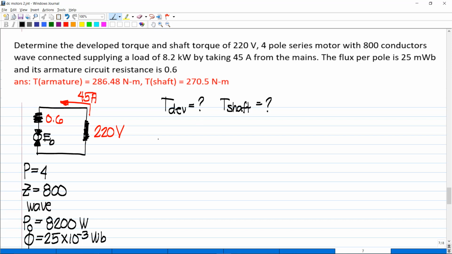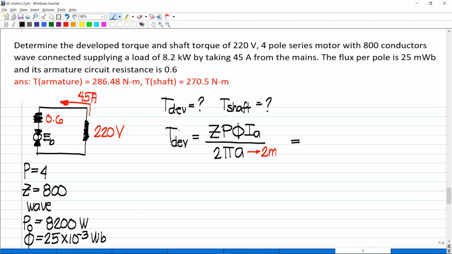So again, engineers, the T-dev is also the armature torque, di ba? And meron tayong formula yung ginamit natin from the first problem, Z times the poles times the flux times the armature current over 2 pi A. So lagyan na kagad natin ng note, we will be using 2M dito kasi wave connected siya. Okay? So dito na lang i-substitute natin sa part na to.